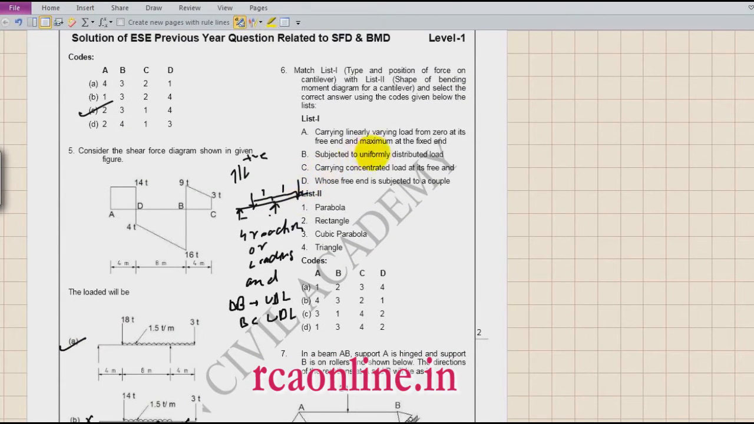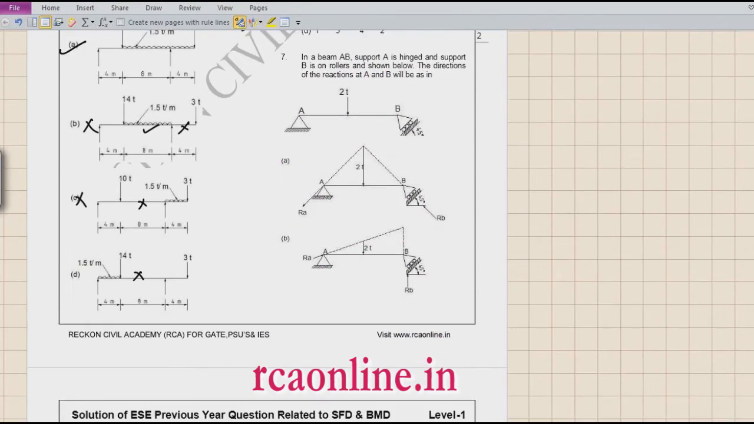This is a repetitive question. You can do it. I have just done it in the question number 1, that the loads are given and you have to find the nature or the type of the bending moment diagram. Okay, so if you do again I will do it for you. So if you see, carrying linearly varying load maximum, so it is cubic parabola. Then subjected to uniform, then this is parabola. Carrying concentrated load, then it will be triangle, and couple, this will be rectangle.